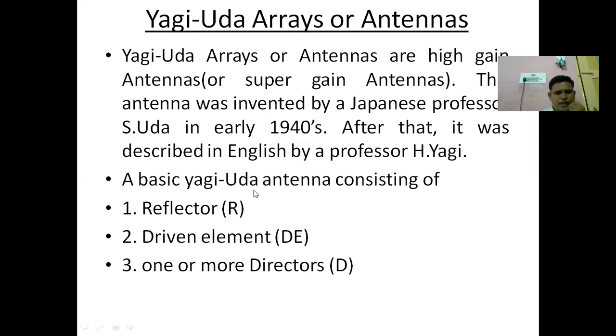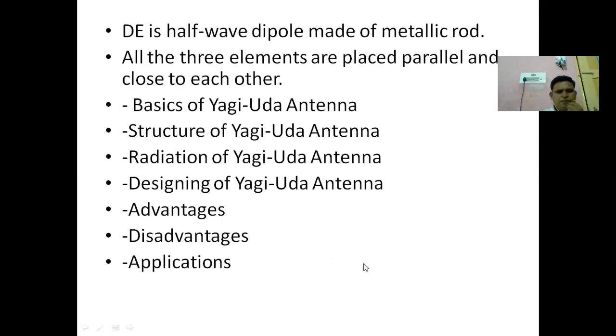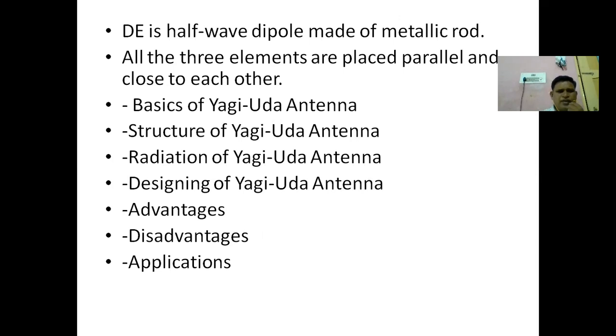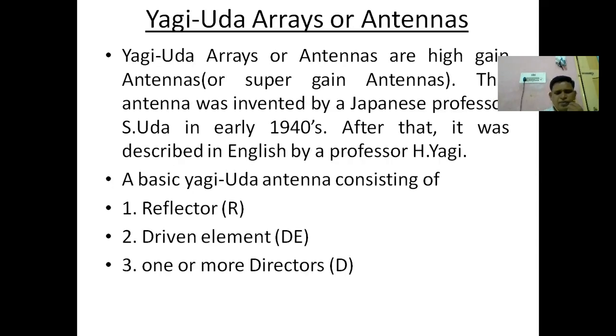This Yagi antenna mainly consists of three elements. One is the reflector, one driving element, and one or more directors. We'll discuss what the reflector, the driving element, and the directors are, one by one. First, the driving element, or driven element.